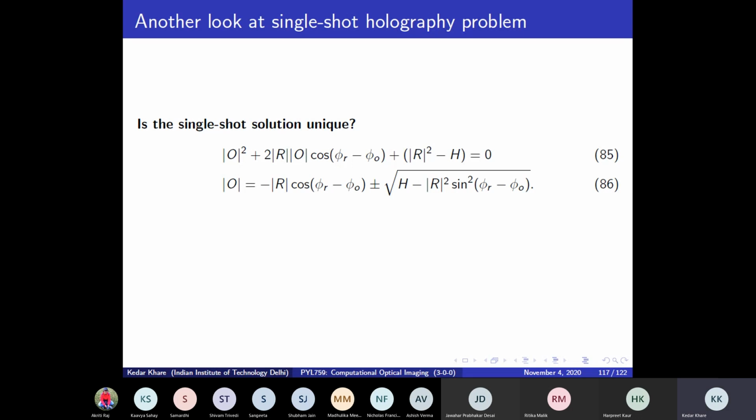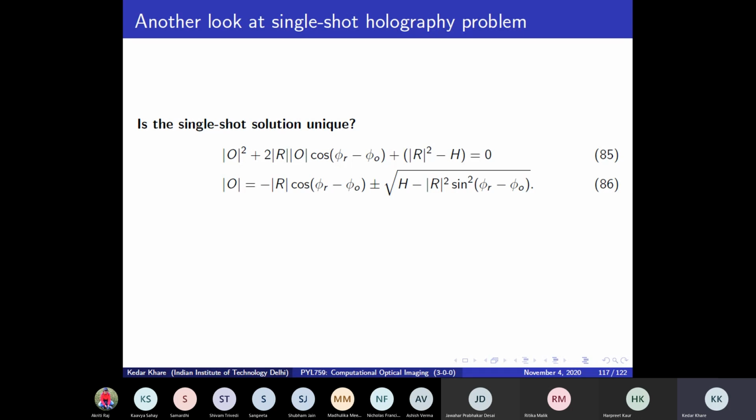But what is odd here is that the magnitude of O actually depends on the phase of O. So what is odd in that? We can have multiple solutions. What we are saying is that there is an infinite number of solutions, isn't it?